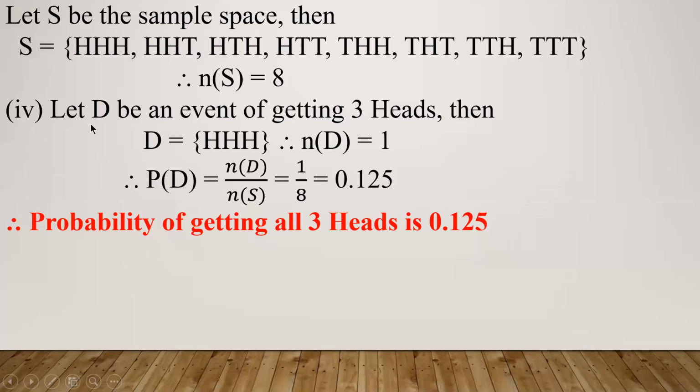Probability of getting 3 heads. That means you tossed 3 coins and all 3 have gone in head. So what is that? Only this one possibility. So let D be an event of getting 3 heads. That means when you toss 3 coins, you get head on all three coins. There is only one possibility when you get 3 heads, that is, all 3 are showing head. So only one. N of D is 1. So what is the probability of getting 3 heads? N of D divided by N of S, that is 1 divided by 8. That is 0.125.